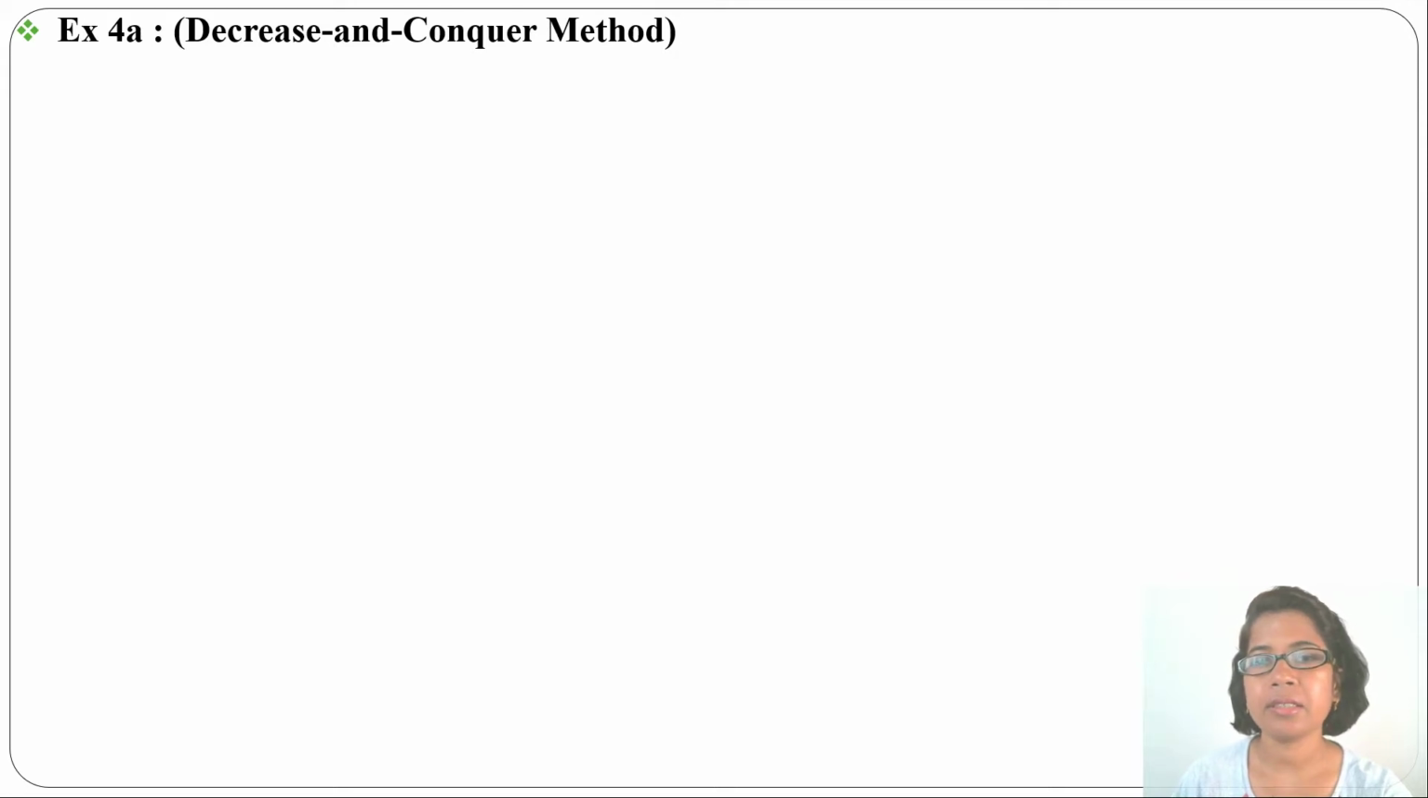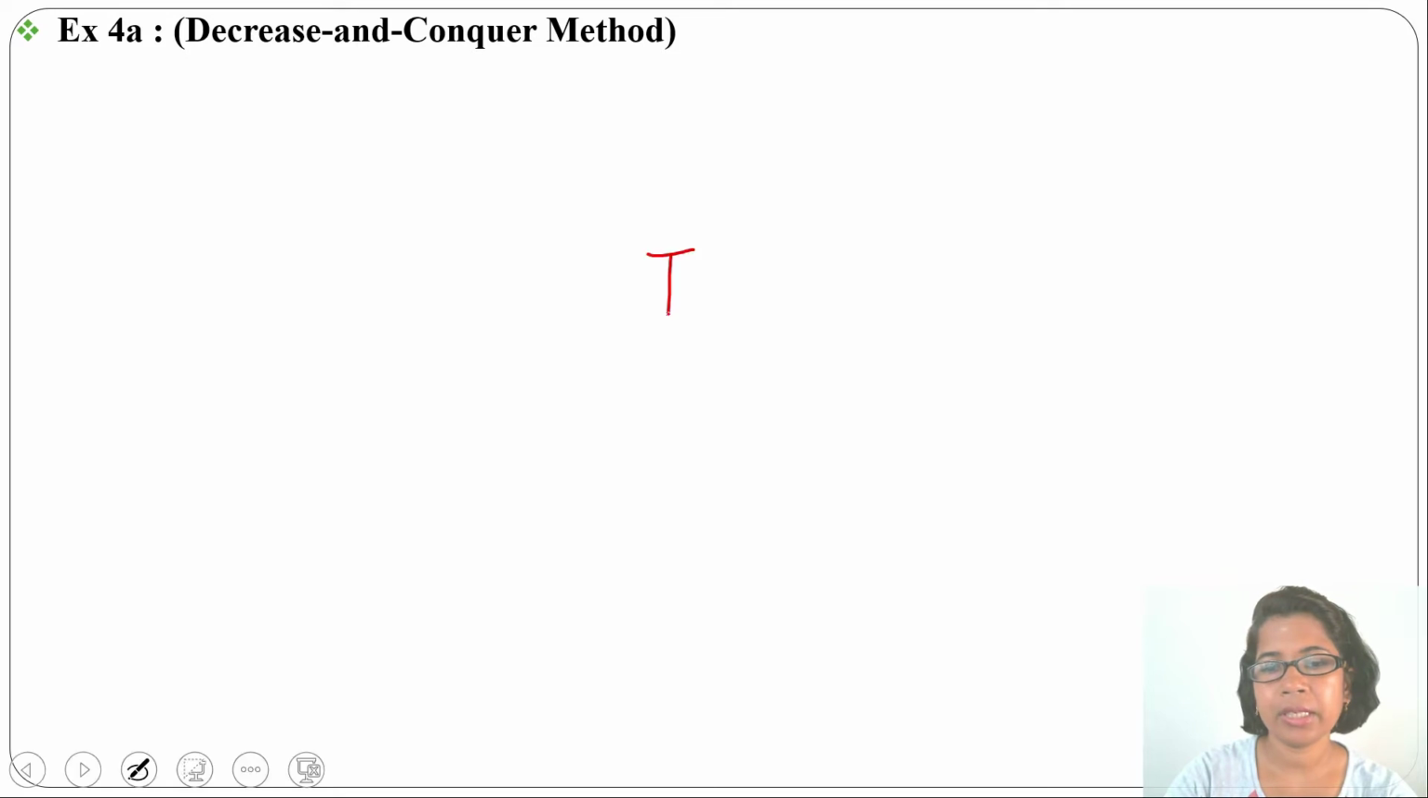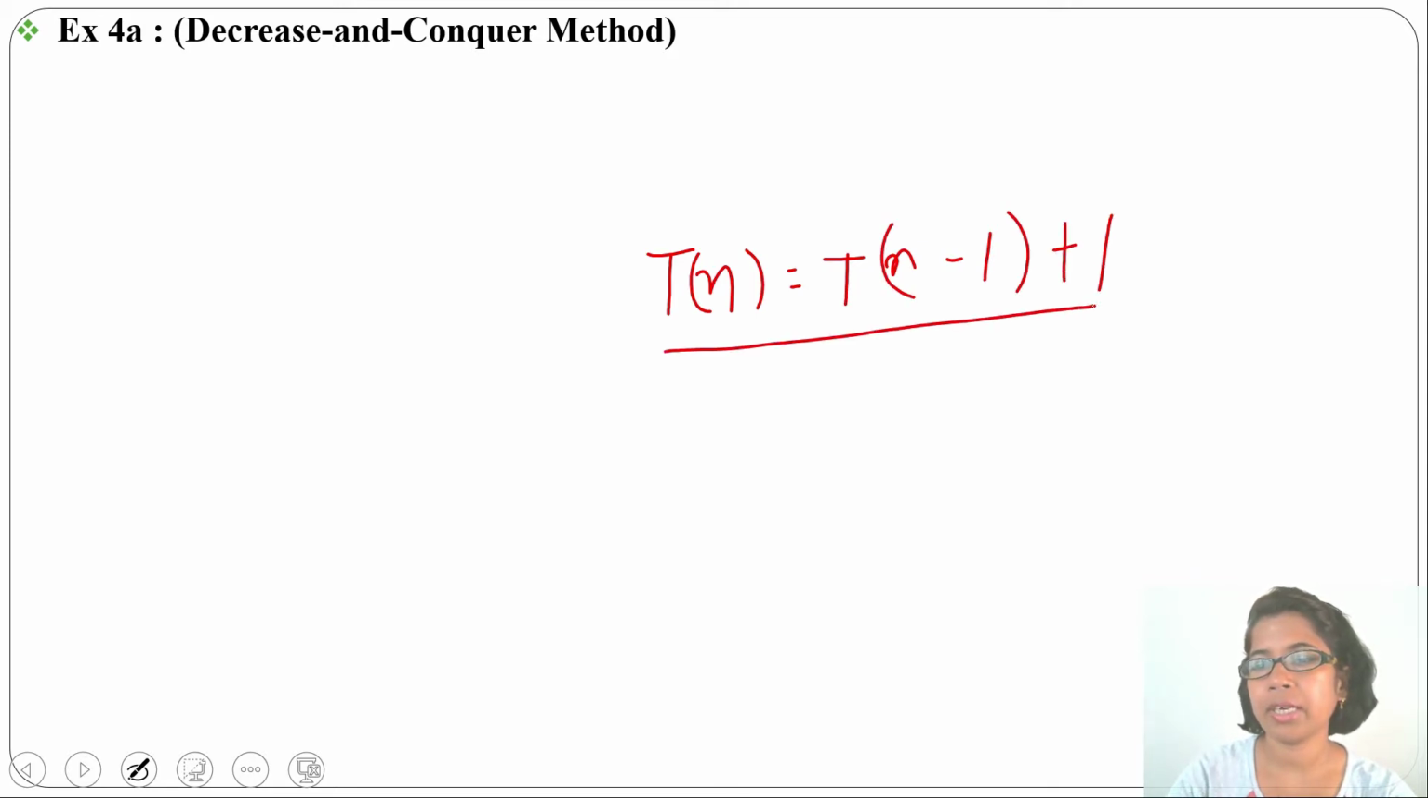Hi, let's discuss some more examples of analyzing recursive algorithms. I already discussed three examples. First one was the factorial function. Its recurrence relation is T(n) = T(n-1) + 1, and for this we found running time as big O of n.